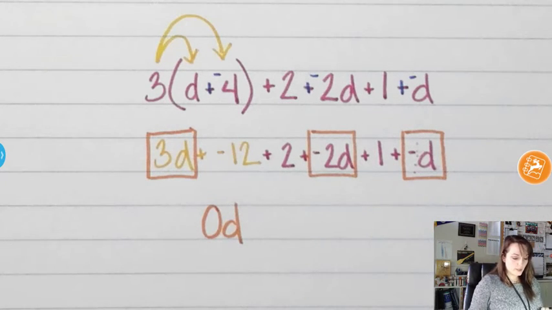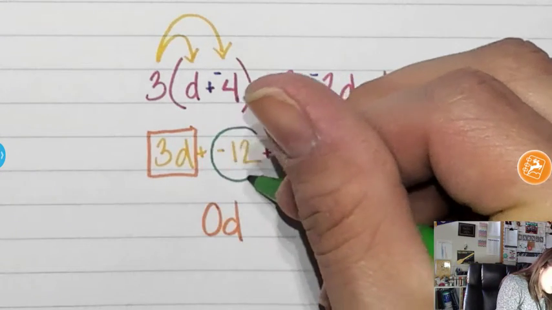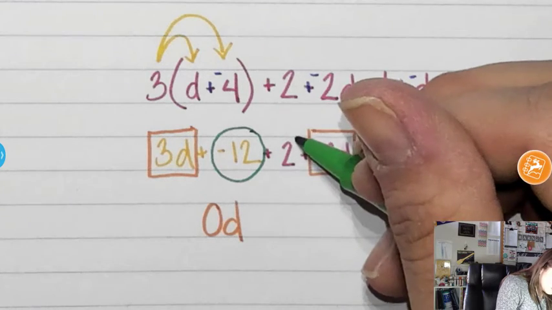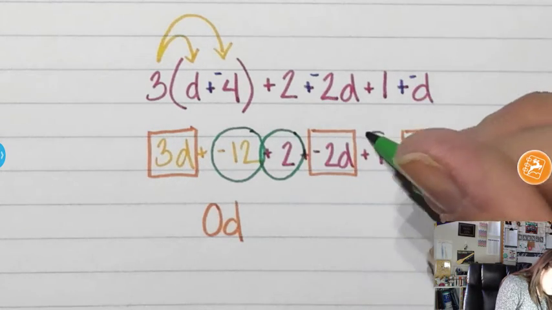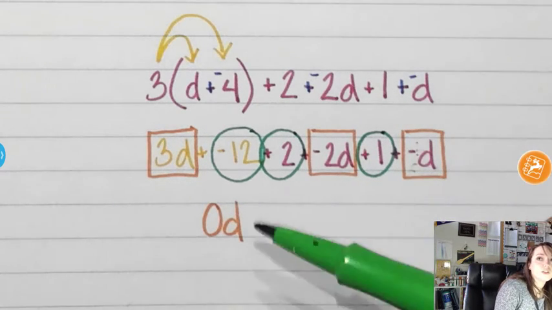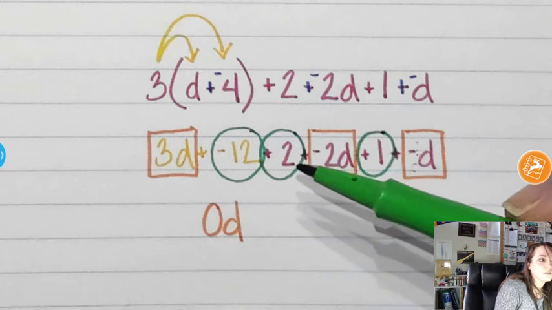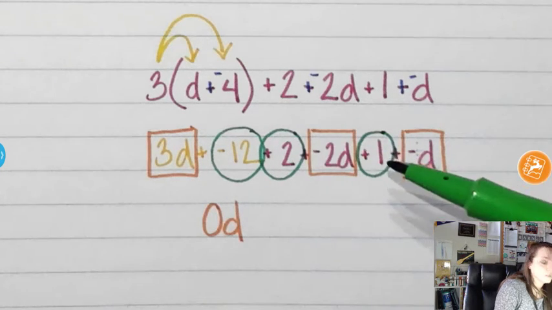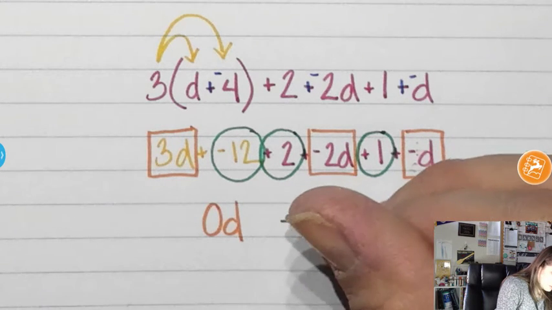So then what's step 4? Combine my numbers. So I circle negative 12. Make sure you circle the negative with it. Make sure you circle the plus sign with that 2. And circle the plus sign with that 1. So you've got negative 12. Plus 2 is negative 10. Plus 1, negative 9. So we have 9 negatives, or negative 9.